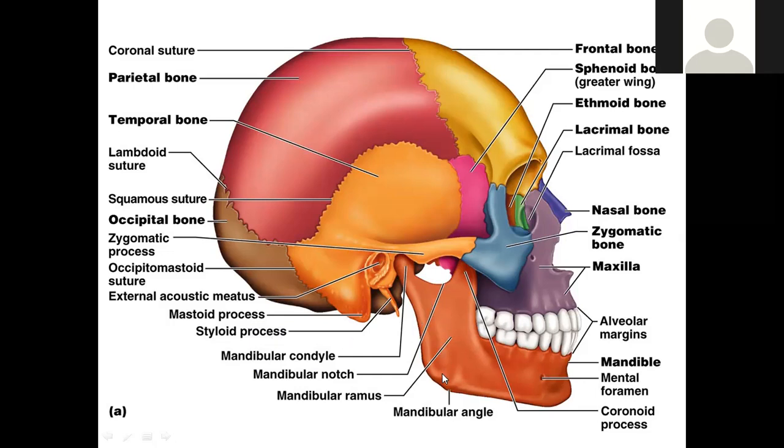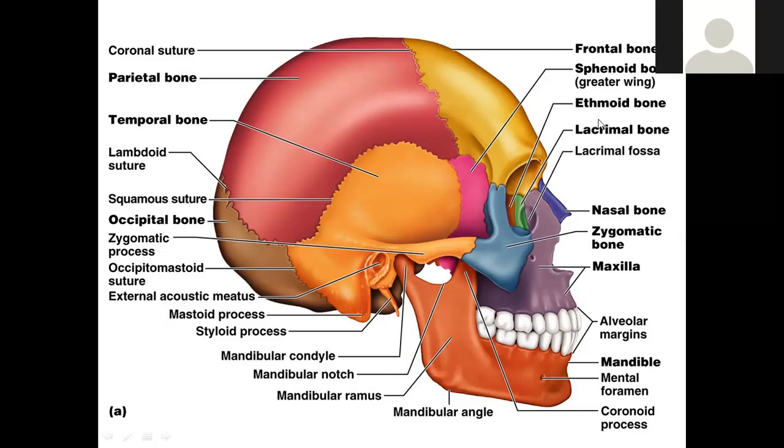So this is the ramus of the mandible. It has one projection which is called the condylar process. This is the coronoid process. Condylar process and coronoid process, and in between them you have a notch. You call this the mandibular notch. The condylar process can also be called the mandibular condyle. This is the ramus of the mandible. This whole thing is the body of the mandible, and the junction of ramus and body is called the angle of the mandible.